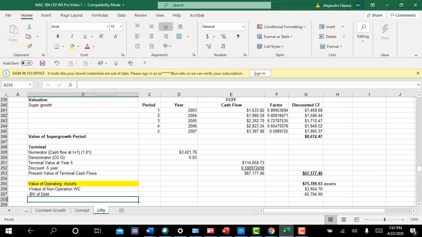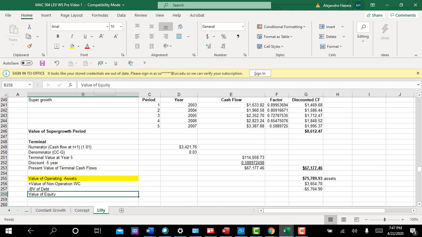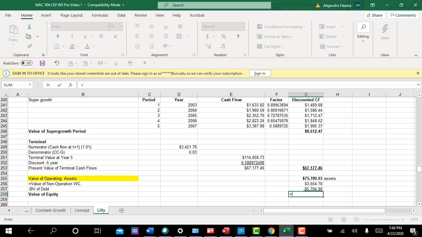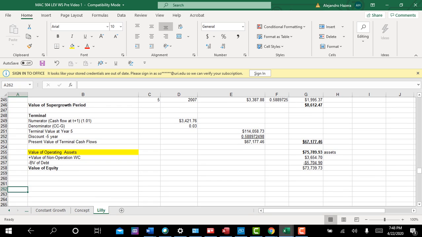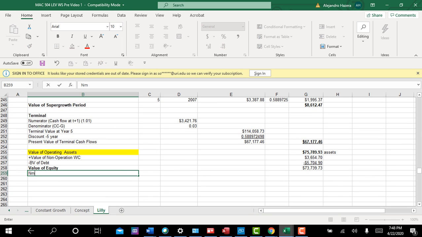Okay, and so this is going to be the conceptually, not perfect, value of equity. Okay, and the value of equity is going to be, go ahead and put an underline here, the 79 plus the excess cash that does belong to the equity holders, supposedly, and plus that number minus the value of debt, and you get 73,799 more or less. Okay, and we're going to take out the number of shares.